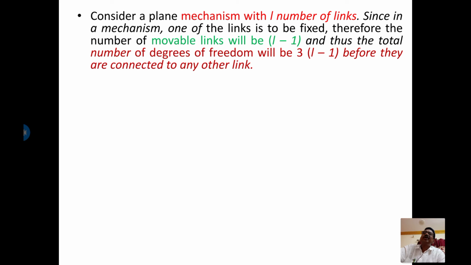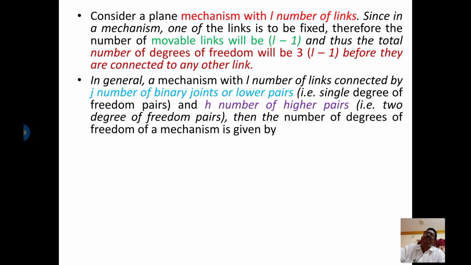Now consider a plane mechanism with L number of links. Since in a mechanism one of the links is to be fixed, the number of movable links will be L minus 1, and thus the total number of degrees of freedom will be 3 into L minus 1 before they are connected to any other link. Whenever they are connected, this is reduced by the joints. In a general mechanism, L links are connected by J number of joints or lower pairs, and H number of higher pairs. Then the number of degrees of freedom of the mechanism is given by the equation n is equal to 3 into L minus 1 minus 2J minus H.